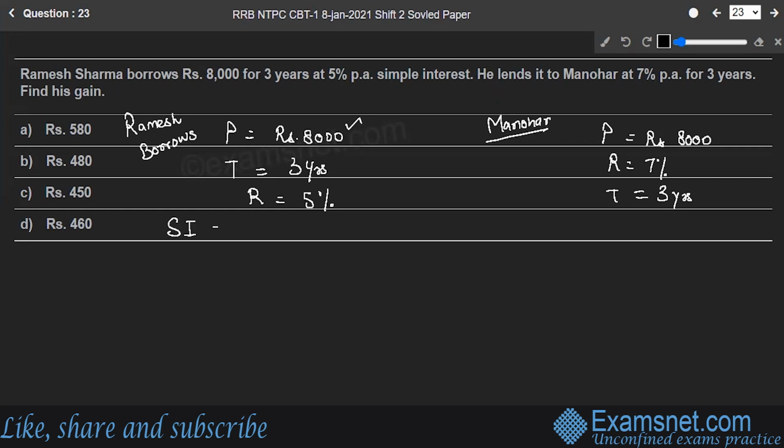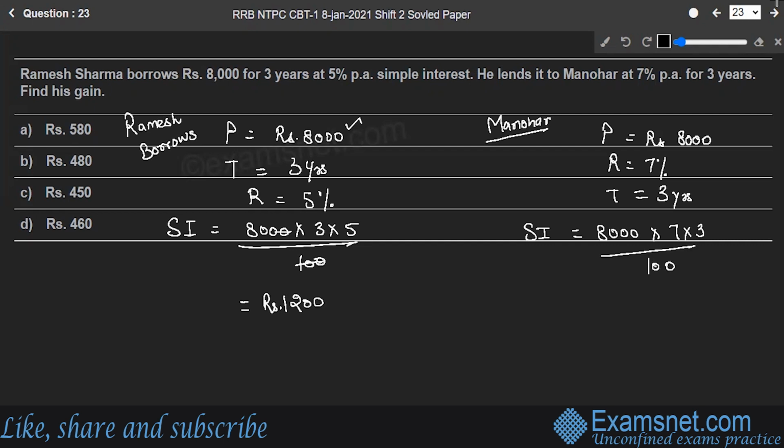So simple interest in this case is principal into time into rate upon 100. This will cancel out, and you will have 15 into 8. This is equal to 1,200 rupees. Next one, simple interest is equal to 8,000 into 7 into 3 upon 100, which is equal to rupees 1680.